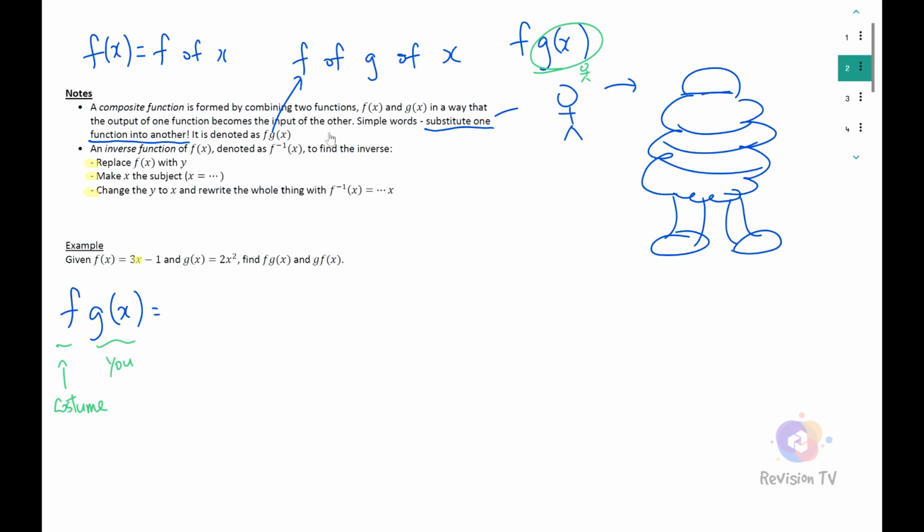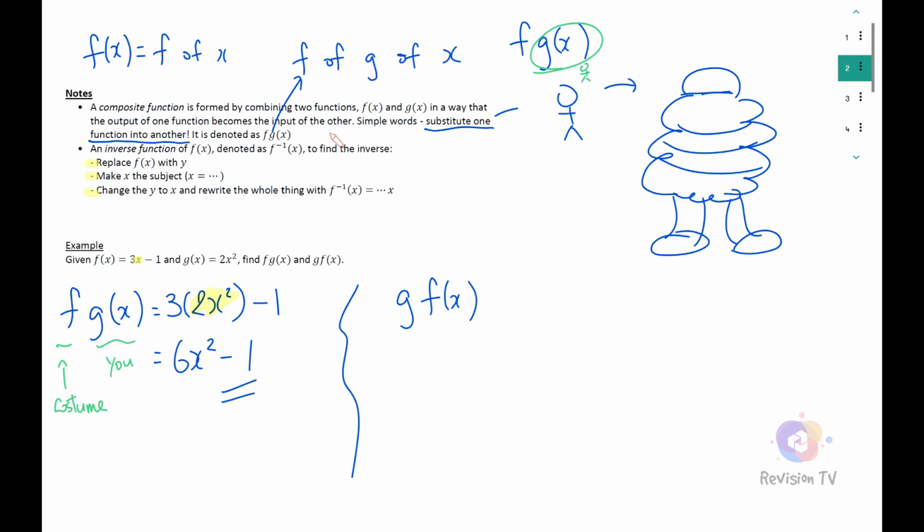You're going to jump in. You keep the structure of f of x, because when you look from the outside, it should look like the ice cream man. So that's the 3 times, but this time it's not x, because x is now you. You is 2x squared, minus 1. You can see we've replaced x with 2x squared. We're going to expand the bracket, so 6x squared minus 1, and that's the answer. Now let's try the other way around. What about g of f of x? This time, f of x is you, and that's the costume.